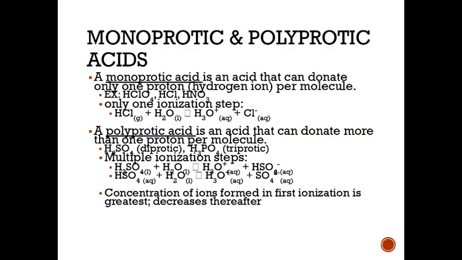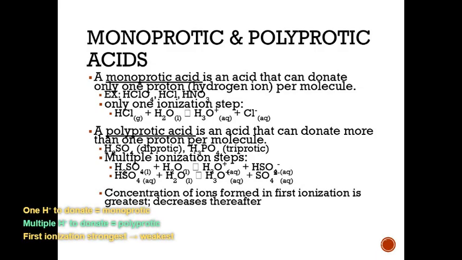Now we're distinguishing between 2 important acid categories based on how many protons they can release. A monoprotic acid like HCl releases just 1 hydrogen ion, so it's finished after 1 ionization step. But polyprotic acids like sulfuric acid can keep giving up protons in multiple steps. Notice how each step produces fewer ions than the one before.